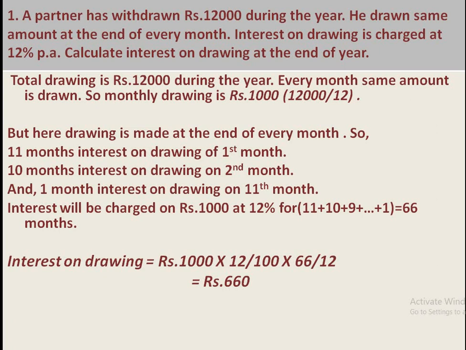Friends, here I would like to tell you the difference between both sums. In both sums, every month the same amount was drawn. But in the previous sum, the drawing was made by the partner in the beginning of the month, so 78 months were there. Here the drawing is made by the partner at the end of the month, so only 66 months are there. I'm not keeping any slide for it, but let me tell you, there are three possibilities for your exams. Either the drawing is made in the beginning of the month, then 78 months' interest, or at the end of the month, then 66 months. And another chance is in the middle of the month, on the 15th or 16th date of the month.